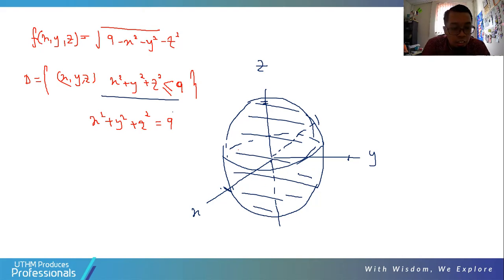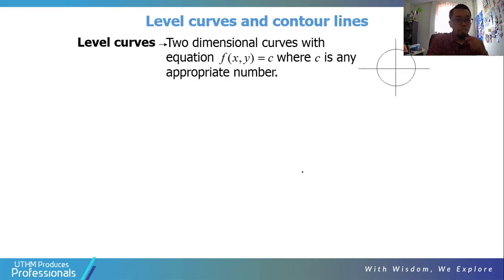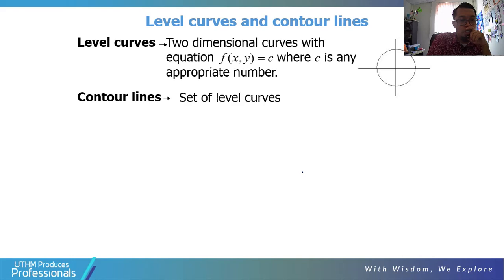Okay, settle. Sketch the domain, and then for the next class is the how we can sketch the level curve and contour line. Okay, level curve and contour line are the same things. So what is the level curve? So the level curve, the shape. Two-dimension curve with the equation f(x,y) equals c, where c is any appropriate number. Okay, this is the definition. Okay, set of the level curve.